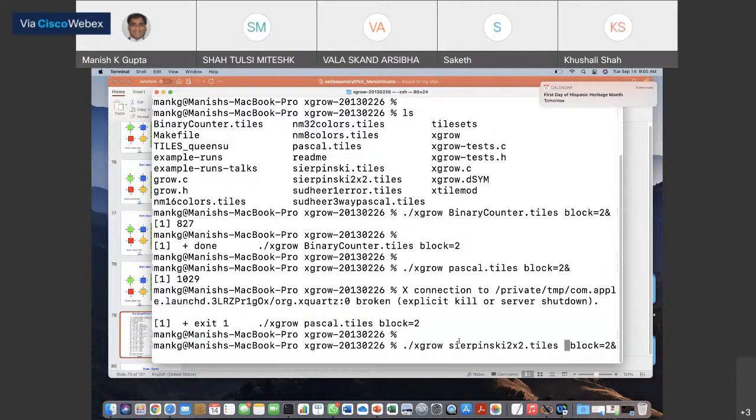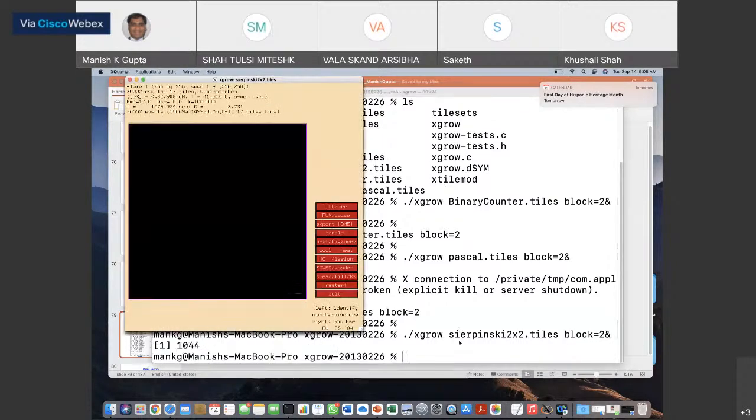Here's the 2x2 tile set, which is given. Now I'm going to simulate it. Now you see it is creating with no errors. You can see that there are no errors.